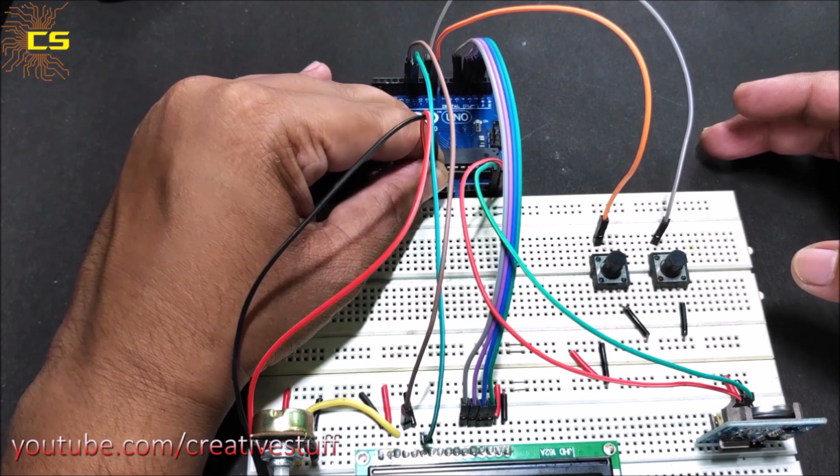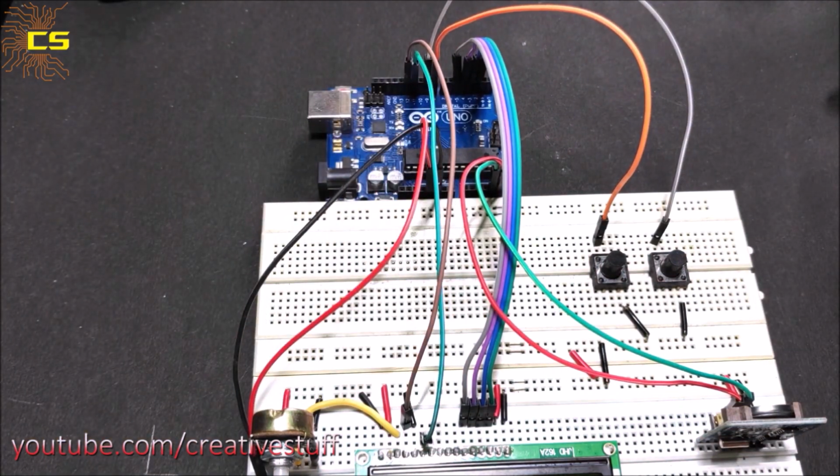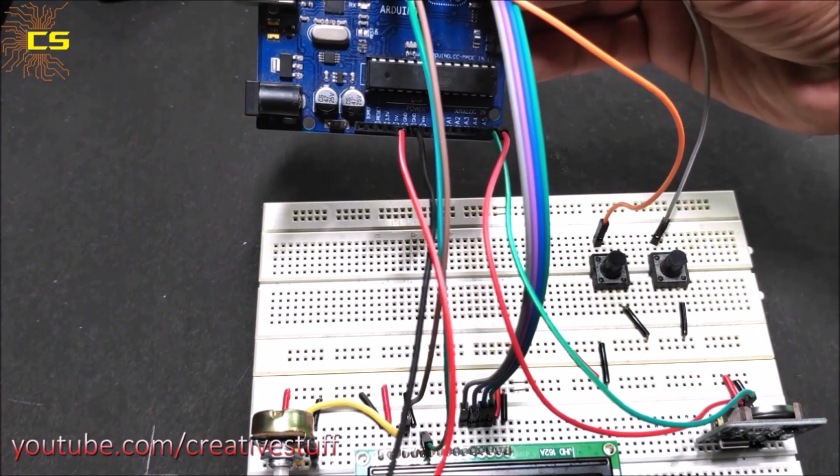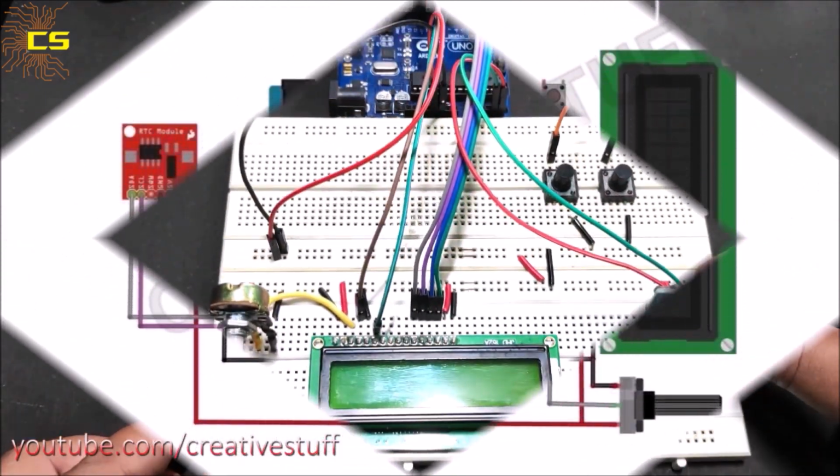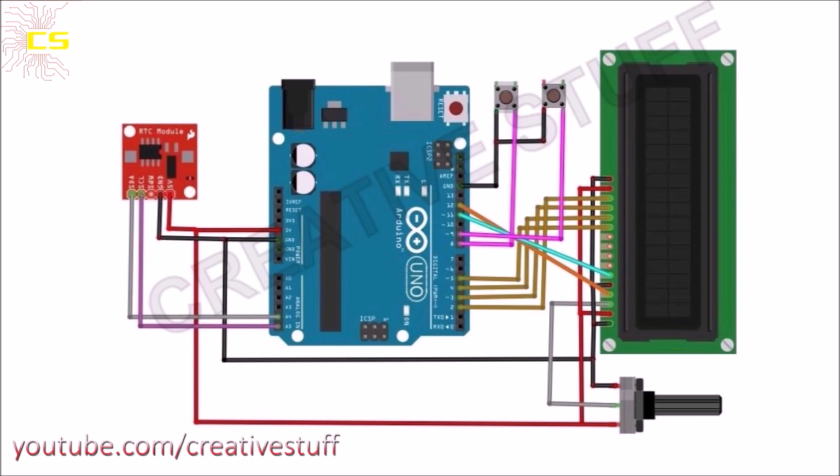Now, connect Arduino 5V and ground to breadboard positive and negative rails respectively. And our circuit is complete with that. Here is the full schematic of the project.